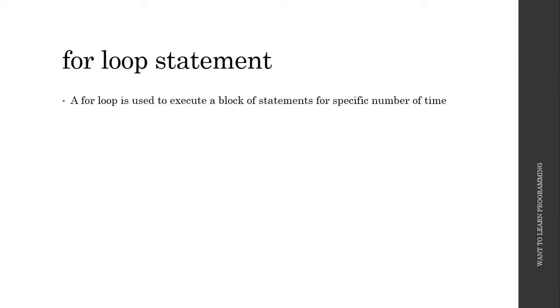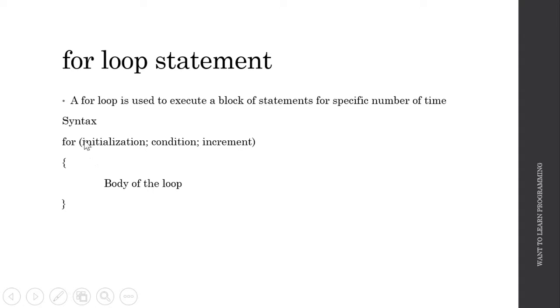A for loop statement is used to execute a block of code or statements for a specific number of times. The syntax for the for loop statement is: the keyword is for, and inside brackets initialization semicolon condition semicolon increment, and inside the curly braces we write the body of the loop.